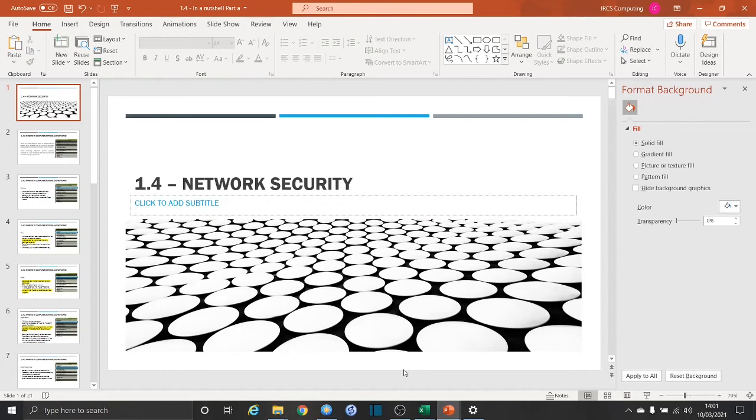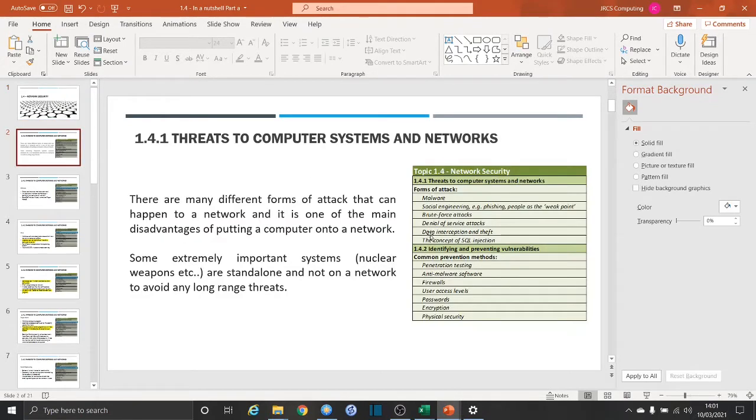Right, so this is 1.4 network security in a nutshell, part A. And we'll be going through the 1.4.1 section of this part of the topic. So 1.4 is network security, as I said. 1.4.1 is directly looking at threats to a computer system and networks itself.